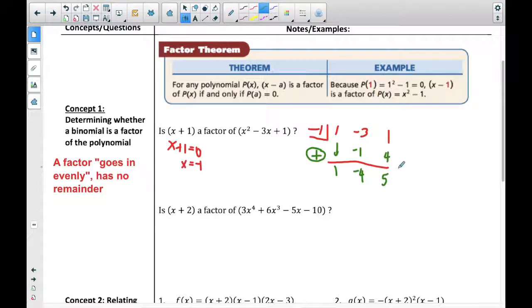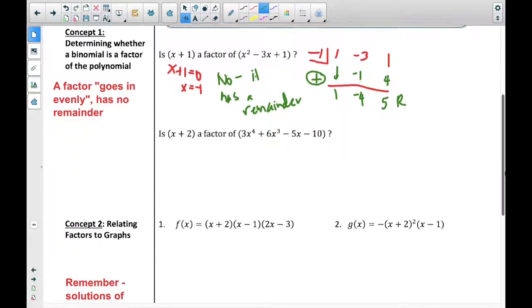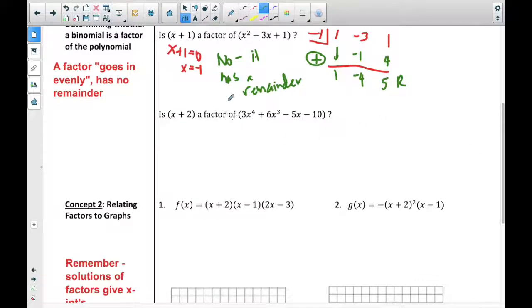Well, it has a remainder. And so the question was, is it a factor? Well, the answer is no, and the reason the answer is no is because it has a remainder. That's what all these questions are going to be asking you. If it says, is it a factor of something, then you just have to do your division and decide yes or no. Take a second right now to pause the video and set this one up, do your division, and see whether or not it is a factor.